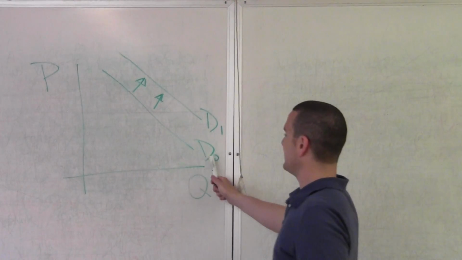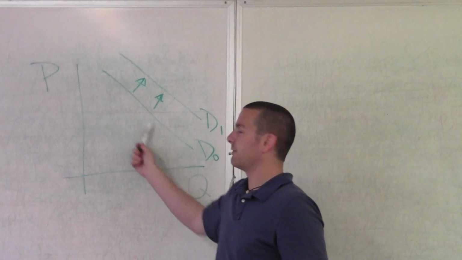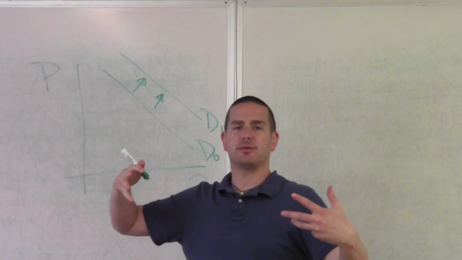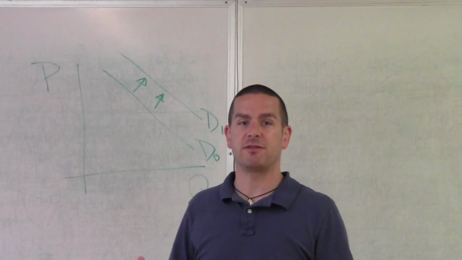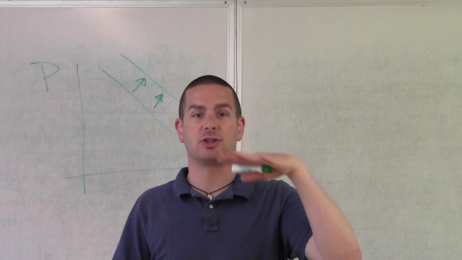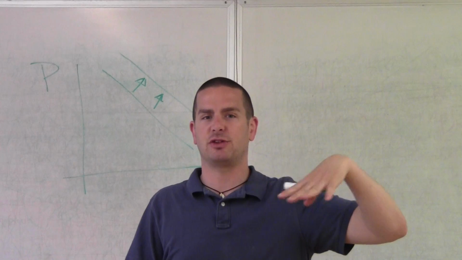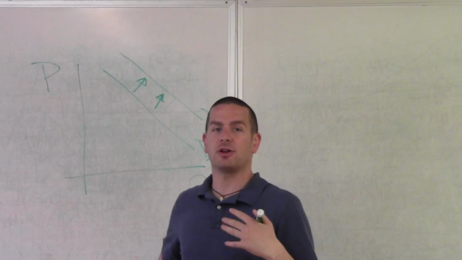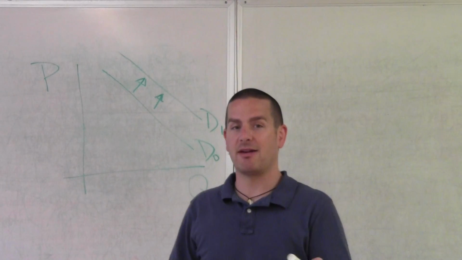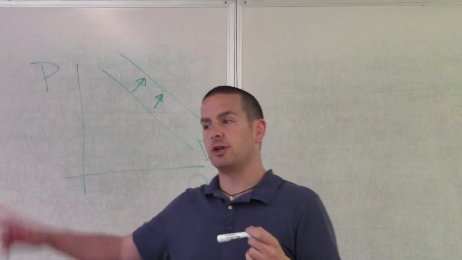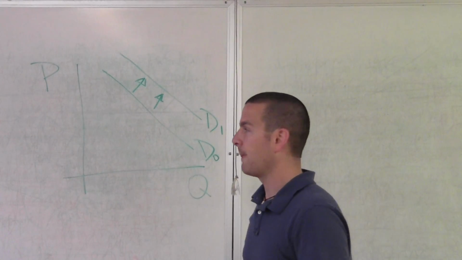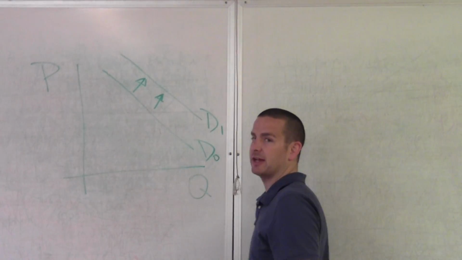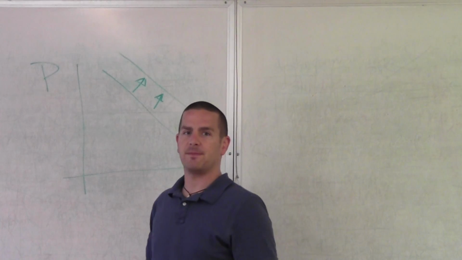So, D0 was the initial demand curve, and now your income doubled, so you're going to buy more stuff. Even though the prices of those things are the same, right? A steak still costs $20, but even though that steak costs $20, you now have double your income, so you're going to purchase more steak. So, your demand has shifted out and to the right, okay, or to the northeast.